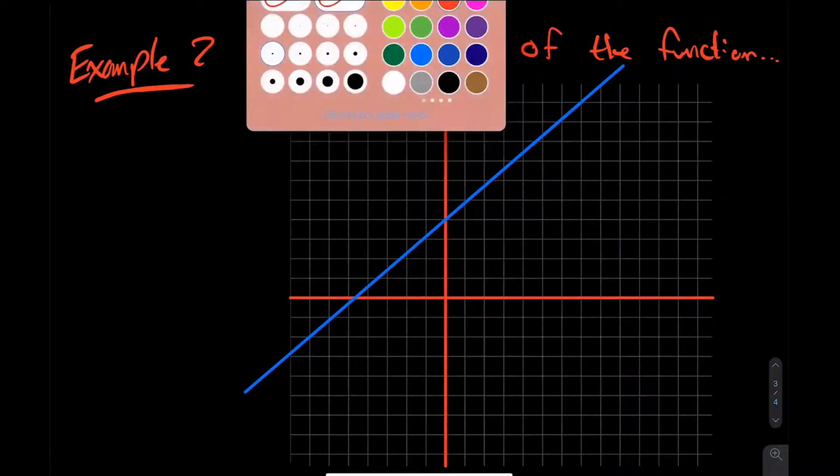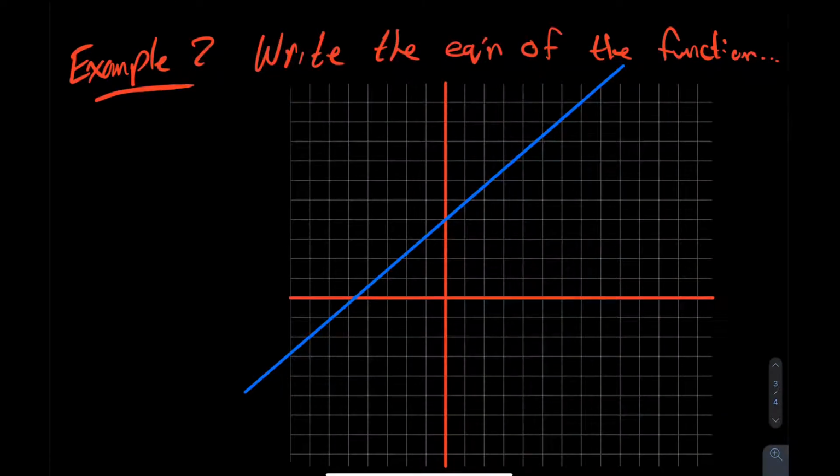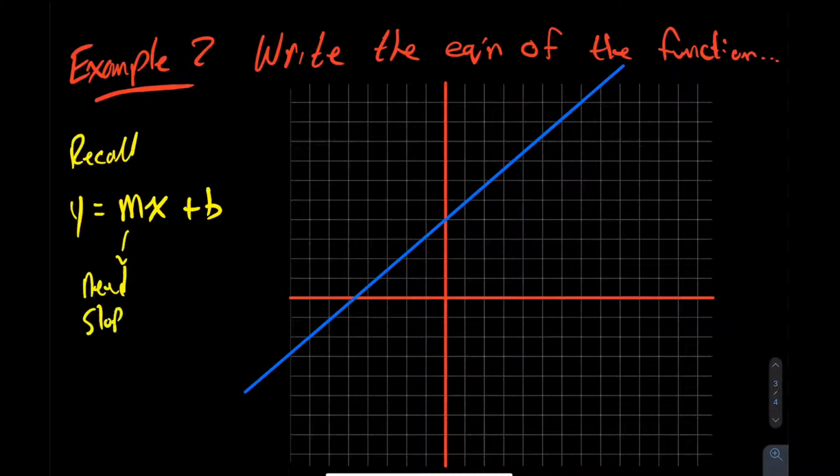So let's go back to figure this out nice and quickly. Let's recall y equals mx plus b, because we can use this form to define this function here. So how can we do this? Well, we just need two parts, right? We need the slope, and we need the y-intercept.